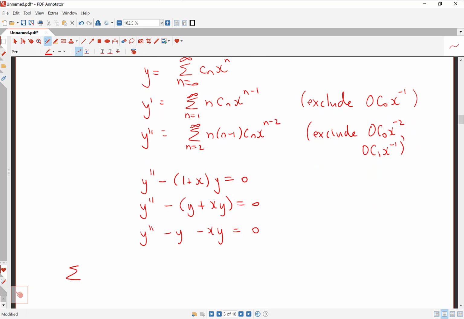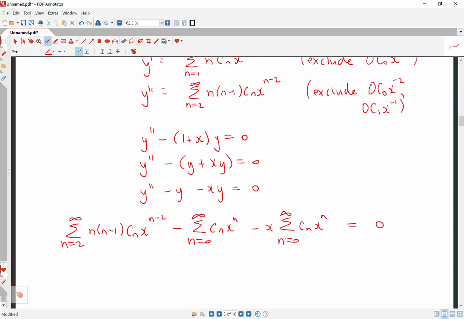We've got the sum from n equals 2 to infinity, n times (n minus 1) c_n x^(n-2), minus y, which is the sum from n equals 0 to infinity, c_n x^n, and then minus x times y. So we'll just copy out, again, the appropriate series there, and all of that is equal to 0.